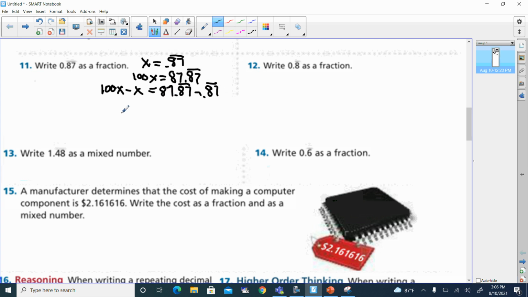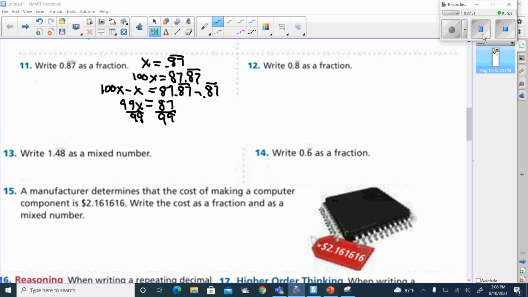That's going to leave us 87. So this would be 99x is equal to 87. We divide 99 away to get x by itself. So we divide 99 over here. Our answer is 87 over 99.